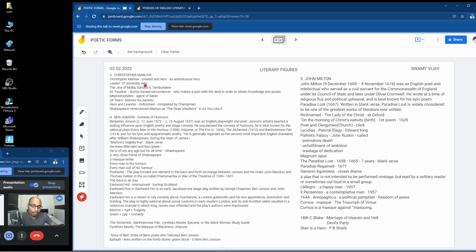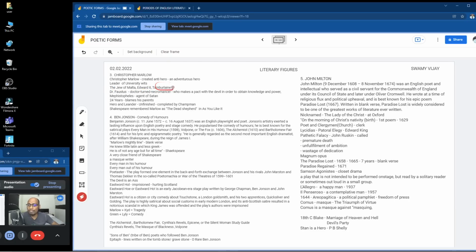Can anybody tell me who the other university wits are? Names? Robert Greene, Thomas Nashe, John Lyly, and Thomas Kyd was also there, I think. Right. And Christopher Marlowe had written The Jew of Malta, Edward II, and Tamburlaine.